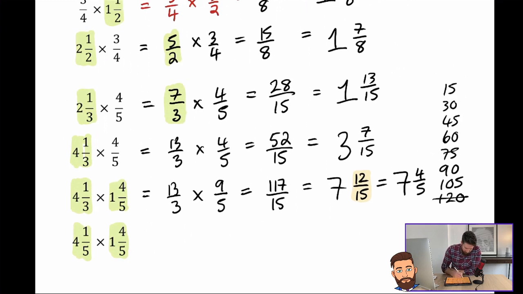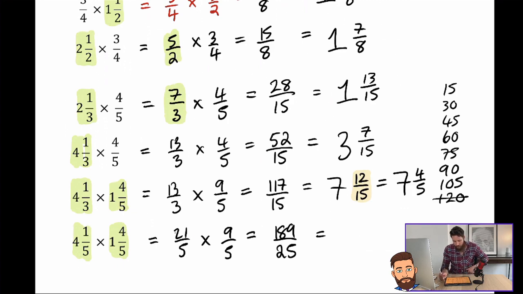I'm looking at the next one, same thing. I'm just going to go a little bit faster now, so you're going to get 21 over 5 times by 9 over 5. Here, if we times across, we're going to have 21 times 9, which is not very nice, but it's 189, over 25, which would be, how many 25s go into 189?